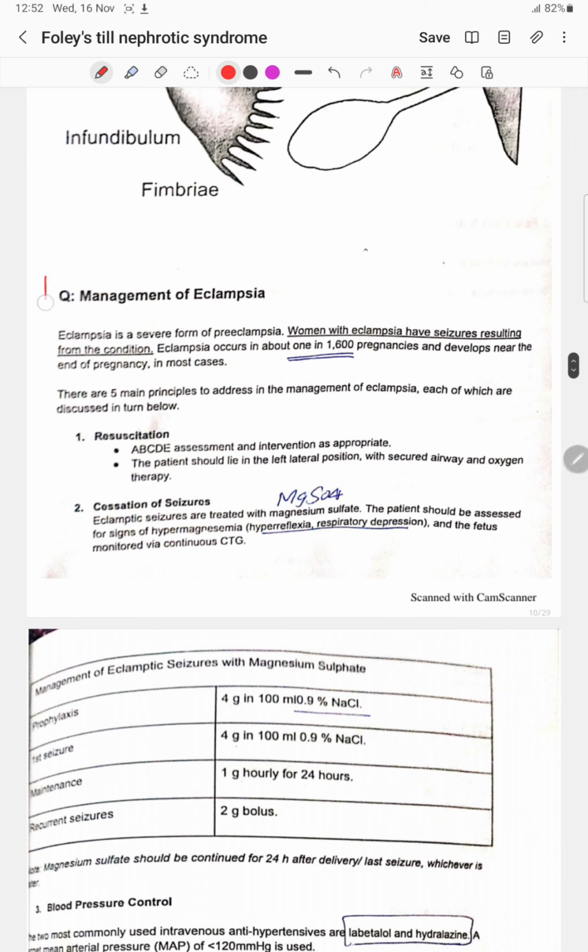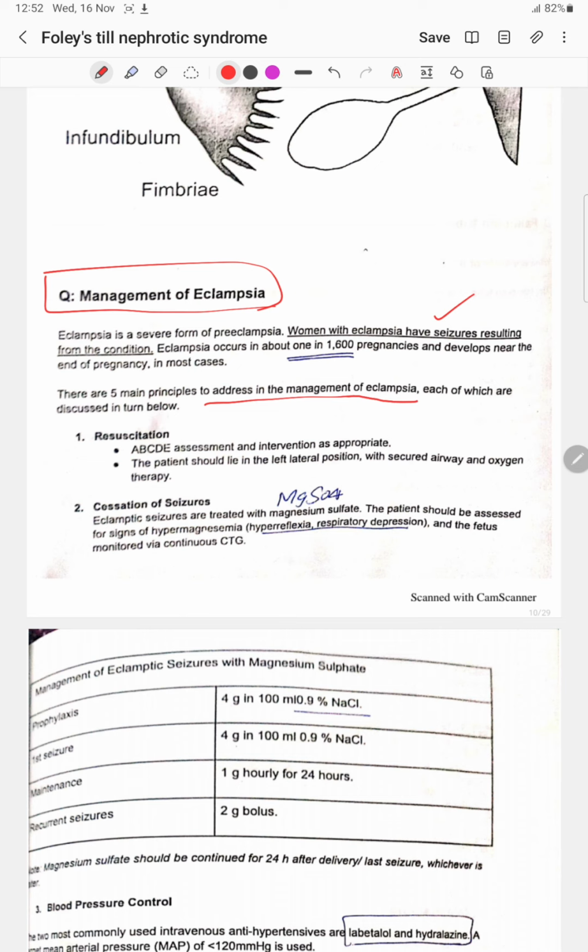Management of eclampsia is also another important topic which is usually asked in the exam. Eclampsia is a severe form of preeclampsia. Women with eclampsia have seizures resulting from the condition. Eclampsia occurs in about 1 in 1600 pregnancies and develops near the end of the pregnancy in most cases. There are five main principles to address in the management of eclampsia.